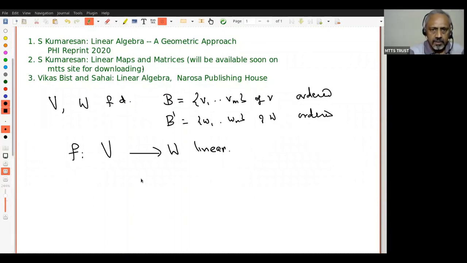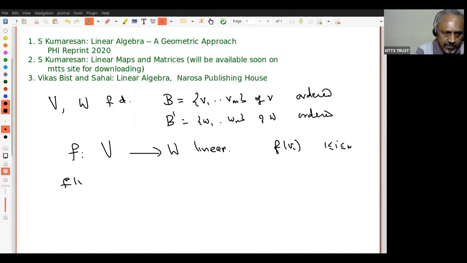Now start with the basis vectors. We already know that if F is a linear map, I know it completely as soon as I know what F of Vi are. Once I know these things, I know what F is. That we have seen earlier. So it's very natural to understand what happens to F of Vi. That's going to be a vector in W. But then we have on W an ordered basis B dash. Therefore, I can express F of Vi as a linear combination of vectors from B dash. That's what we want to do first.